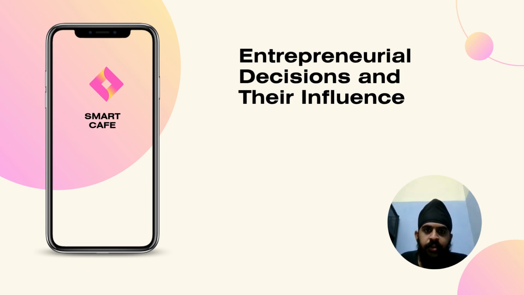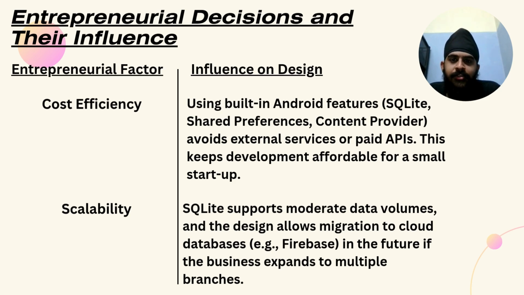Next, we will be discussing entrepreneurial decisions and their influence on the manager app and the cashier app. So for our first entrepreneurial factor, it is cost efficiency. Cost efficiency has some influence on our design. Using built-in Android features such as SQLite, shared preferences, and content provider helps Smart Cafe to avoid external services or paid APIs. This keeps development affordable for small startups. Since Smart Cafe is a small startup company, they don't have to spend a lot just to build their app to be perfect.